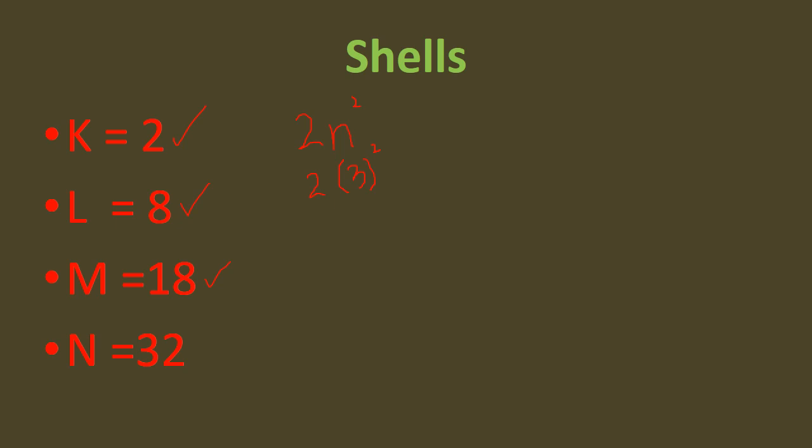And now the N shell. What is the value of N shell? The value of N shell is 4. And the answer will be 32. So in this way, by applying the formula, we can easily find out how many electrons can accommodate in each shell.